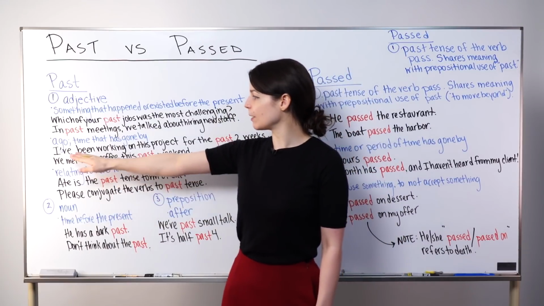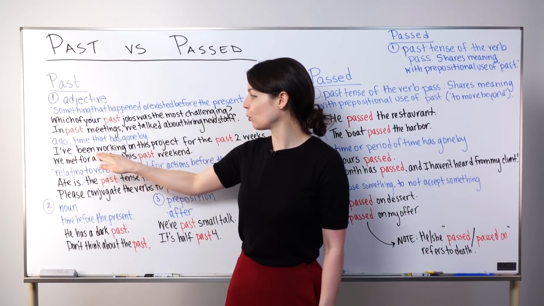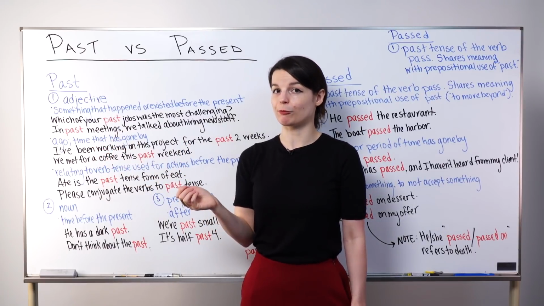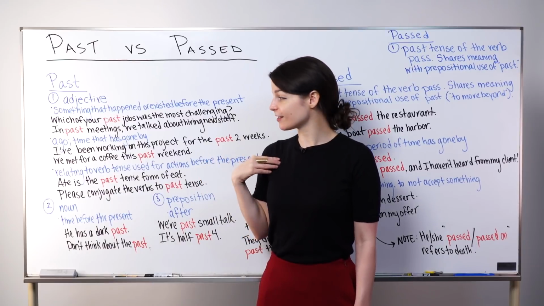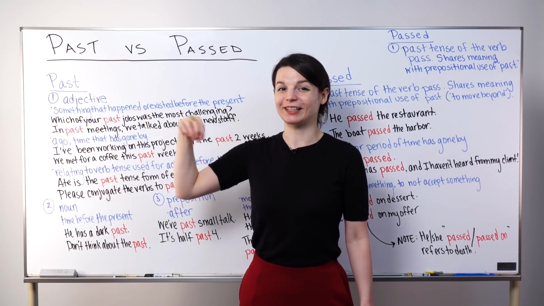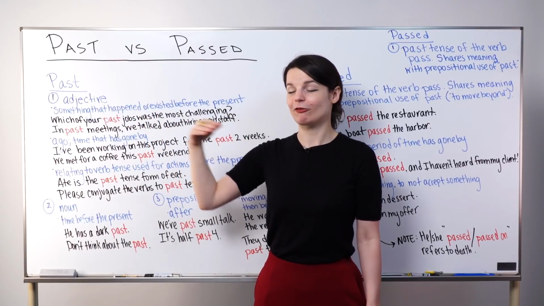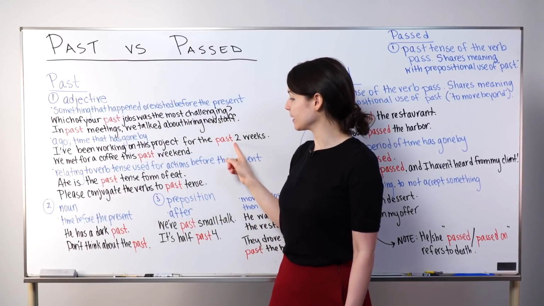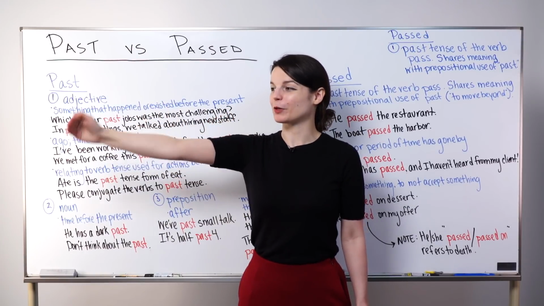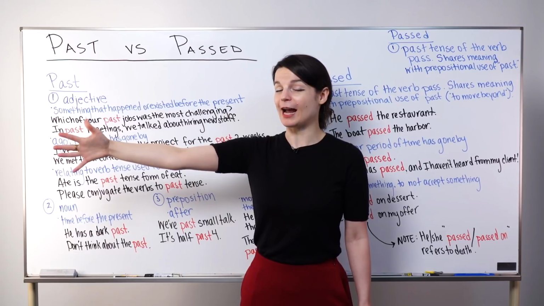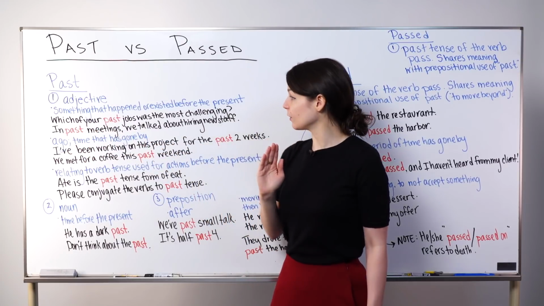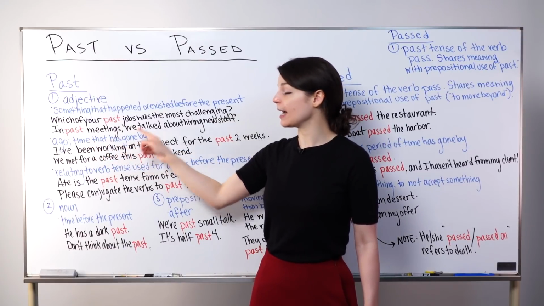Here you'll notice I'm using this I've been working pattern. So this is a present perfect progressive pattern. This shows us I started working on the project 2 weeks ago, and I've been working refers to continuous work for those 2 weeks. So that means my start point was in the past, which I'll talk about later. My starting point was 2 weeks ago, and I've been working, I continued working until now, the present. So this refers to time that has gone by.